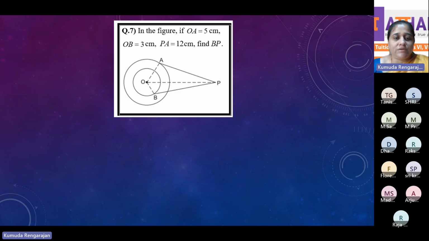OA is 5 centimeters. OA is the radius of the outer circle. You can see two concentric circles. They have the same center O, but different radii, OA and OB. OB is the radius of the inner circle, the smaller circle. OA is the radius of the outer circle, the bigger circle. OA is 5, OB is 3, and PA is 12. So how much is PB, children?